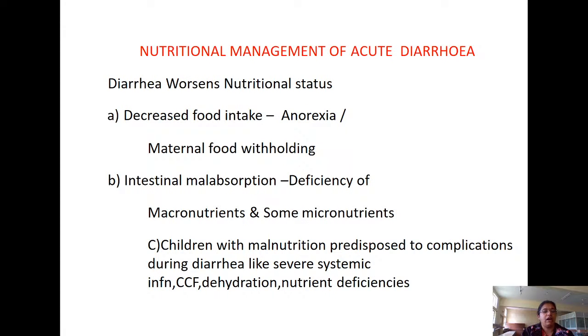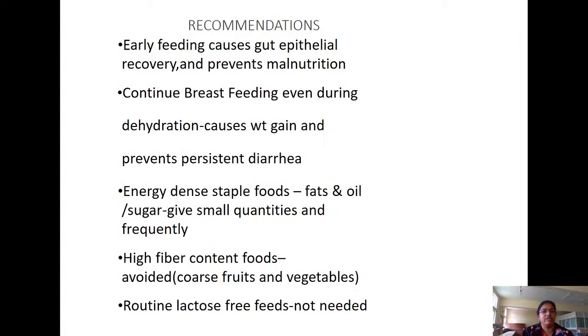So along with your fluids as well as your ORS, you are going to do the nutritional management of the child, as diarrhea worsens the nutritional status. One cause is decreased food intake, which could be due to anorexia, maternal food withholding like we discussed previously, deficiency of macronutrients and some micronutrients, and complications like infection, CCF, nutrient deficiencies. So promote early feeding, which causes gut epithelial recovery and prevents malnutrition. Continue breastfeeding even during dehydration, and this will help in causing weight gain and prevents persistent diarrhea.